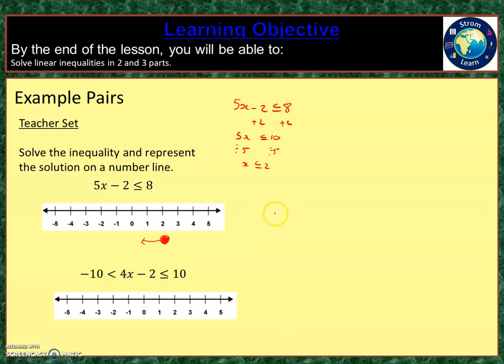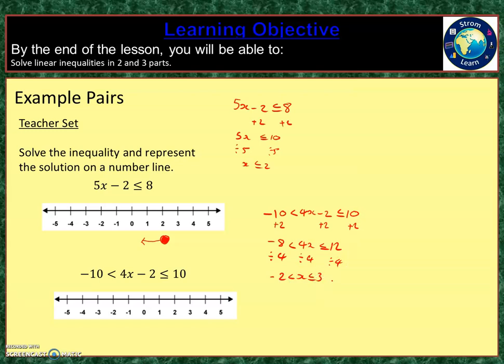So let's look at the second inequality now. This is one in 3 parts, so it's separated by 2 inequality signs. And we're going to go through the same kind of process. I want to isolate x, and x is going to remain here in the middle part of this inequality. So I'm going to add 2 to all 3 parts of this inequality, and then I'm going to divide through by 4. So I've got negative 2 is less than x is less than or equal to 3.